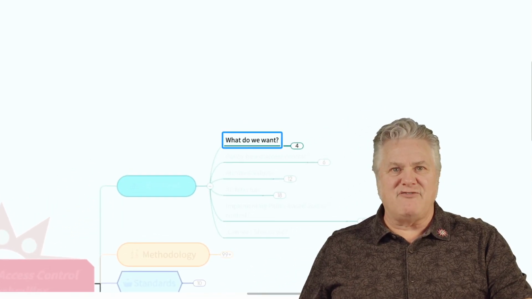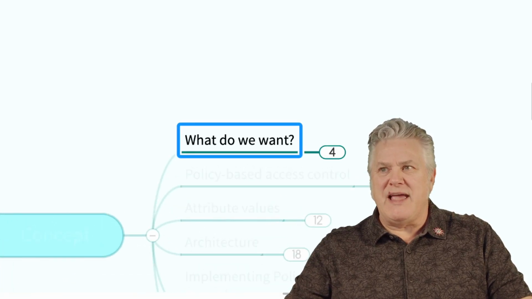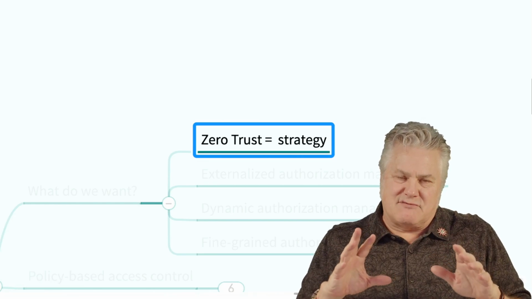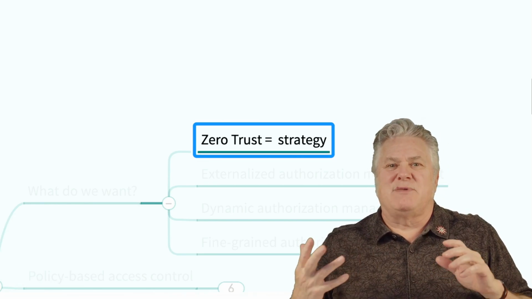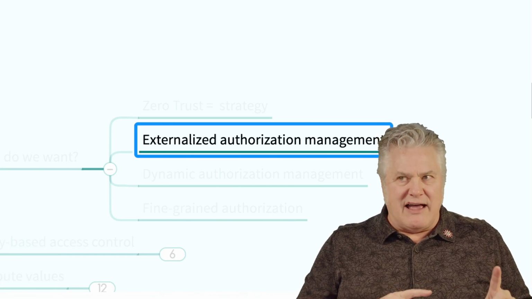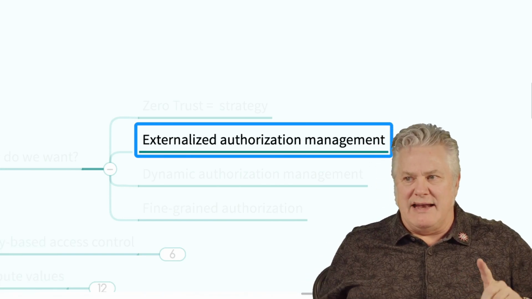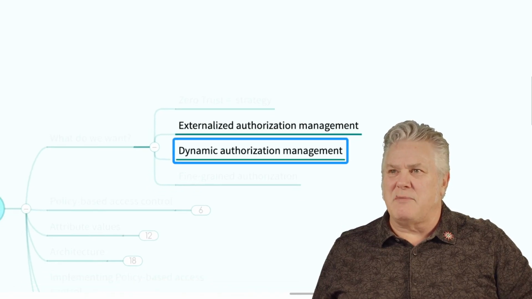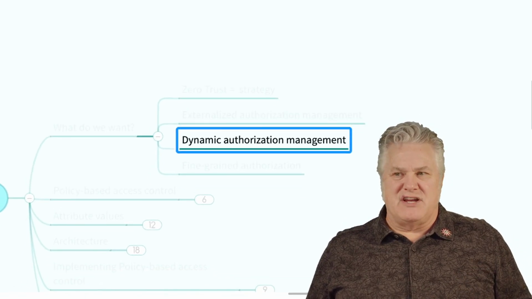So we have to look at really what we actually want. So what do we want? Well, we want zero trust. And remember, zero trust is a strategy. It's not something that you can buy. But we want to look at externalized authorization management. And what am I talking about? I'm talking about the cloud there. That's what I'm talking about. We want dynamic authorization management.